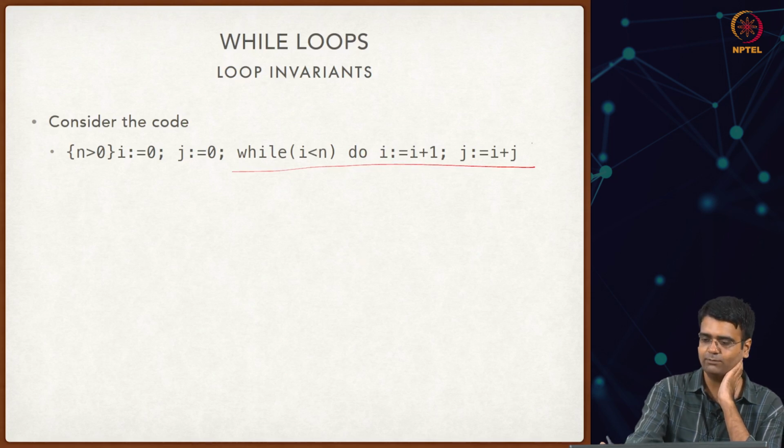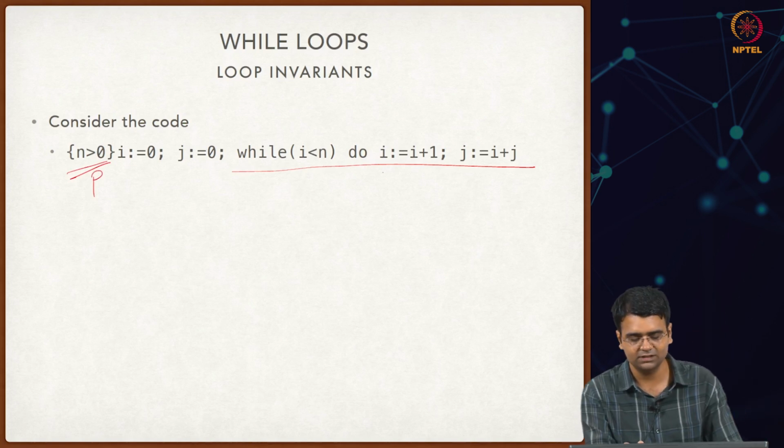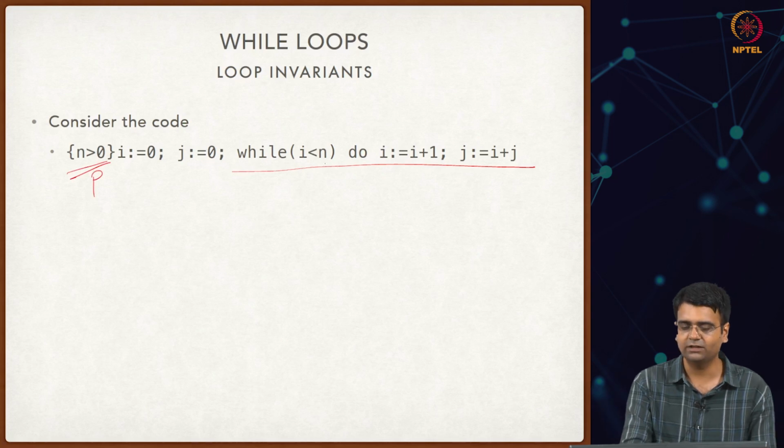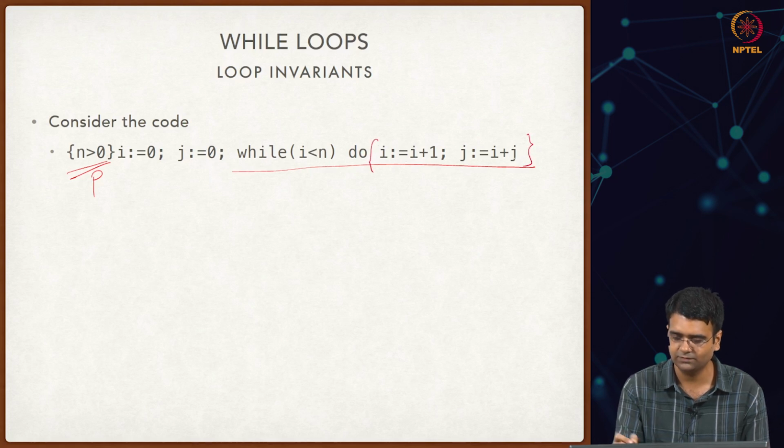I haven't specified a postcondition here. So what is this program doing? It starts in a program state where the value of n is greater than 0. So this is the precondition, this is P. It assigns i equal to 0, j equal to 0, and then there is this while loop, which essentially counts up to n. So while i is less than n, it does i equal to i plus 1 and j equal to i plus j. So this is the body of the loop, this is C.